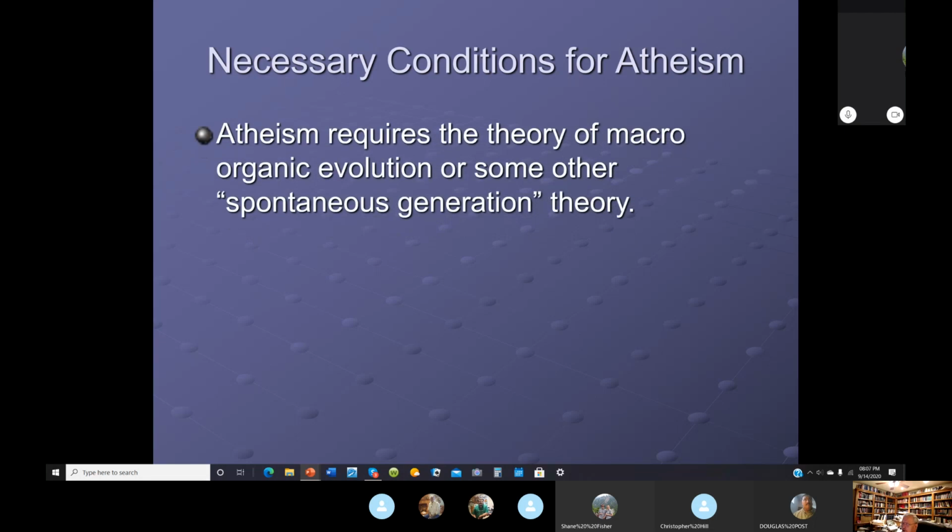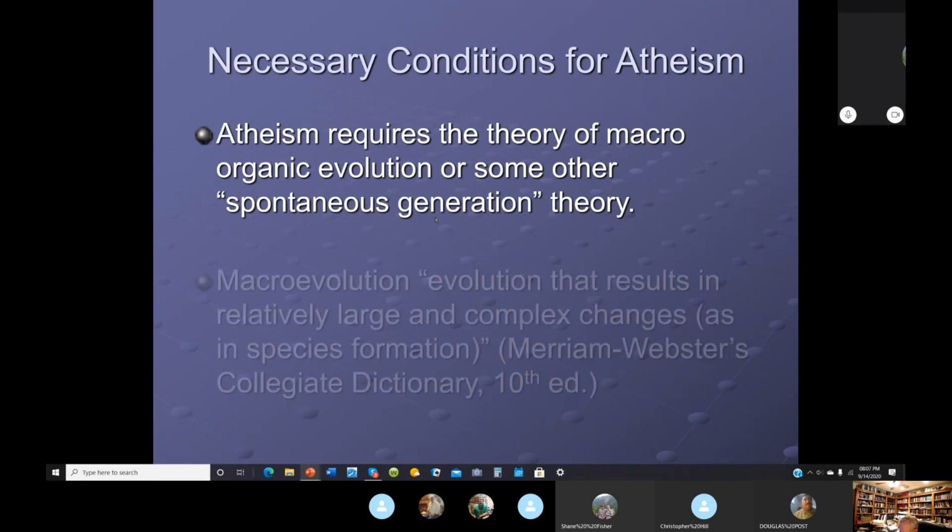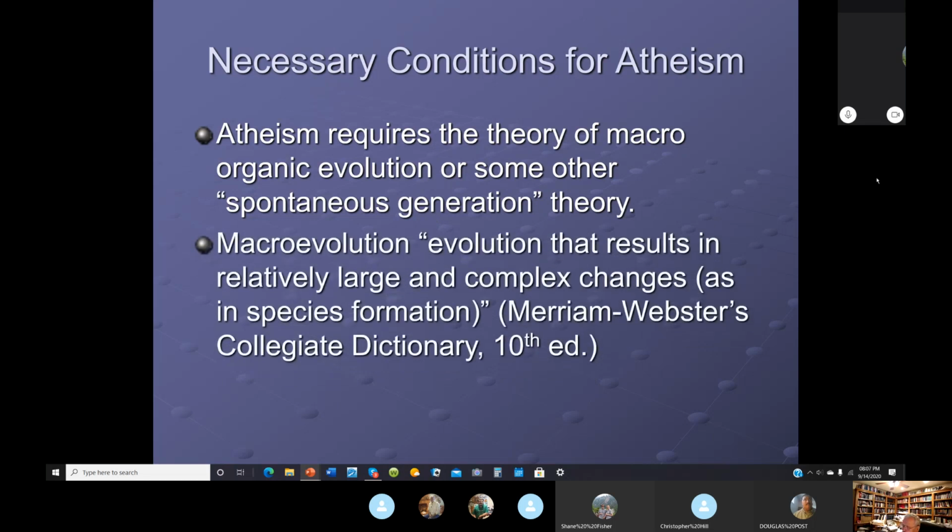Atheism requires the theory of macroevolution. Now, the word macro is from a Greek word meaning large scale. So we have large scale evolution occurring. This is the amoeba to man evolution, and the spontaneous generation theory. So that's what we run into.